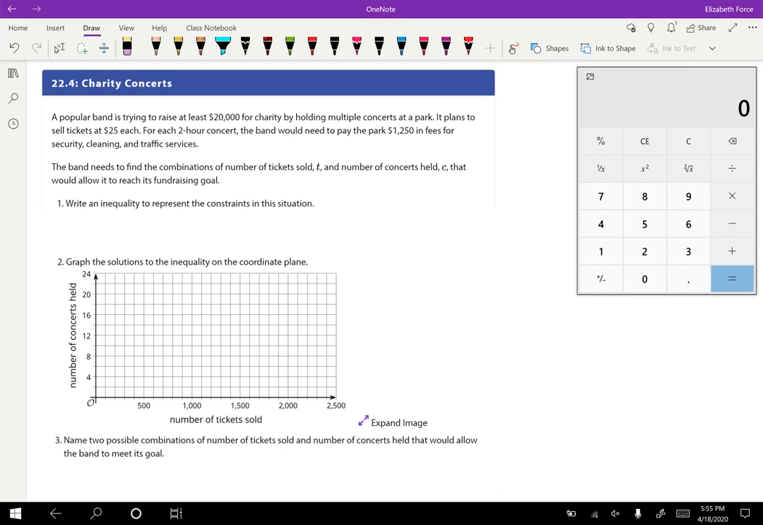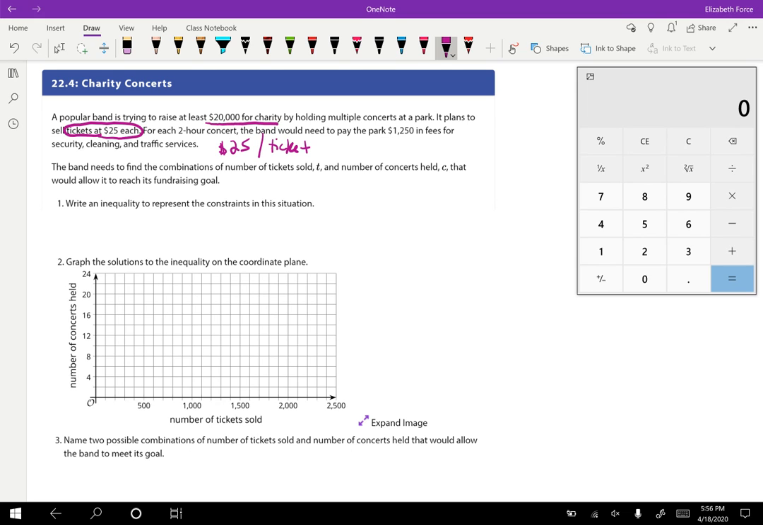All right, everybody, we are on to the last question in this lesson 22.4, and it's kind of going to put everything together that we've talked about in all three of those first situations. So we're going to look at numbers 1, 2, and 3 together in this video. In this one, a popular band is trying to raise at least $20,000 for charity by holding multiple concerts at a park. It plans to sell tickets at $25 each.